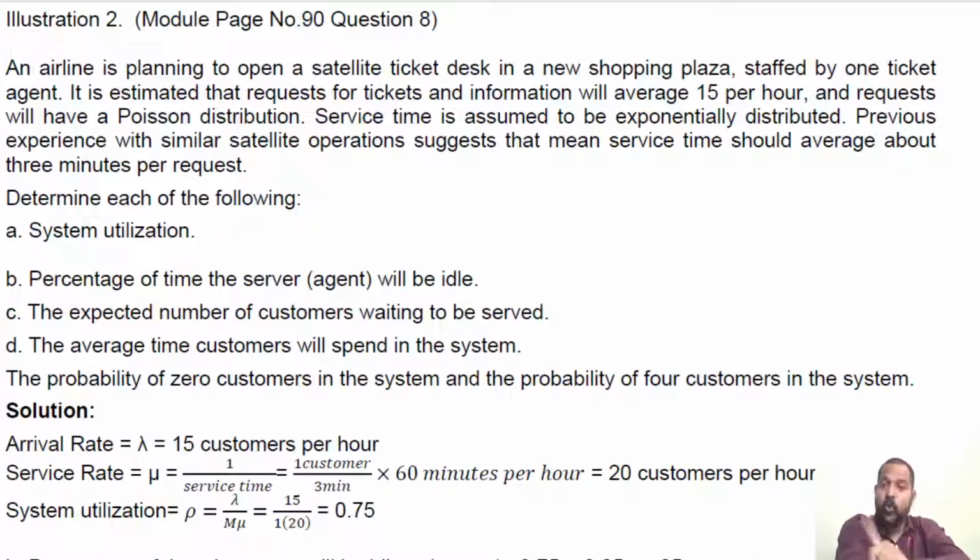Again, they have not told you how many people I can serve in an hour. They have given you the time required for service for one person. That's okay. Then I will find out how many people you can serve in 1 hour. Now they've asked you system utilization, percentage of time a server is idle, expected number of customers waiting to be served, the average time customers will spend in the system, the probability of 0 customers in the system, and so on. Can we do one thing? First thing I'm going to do is find rho and my 4 things and then give you whatever you want. So let's begin with our solution.